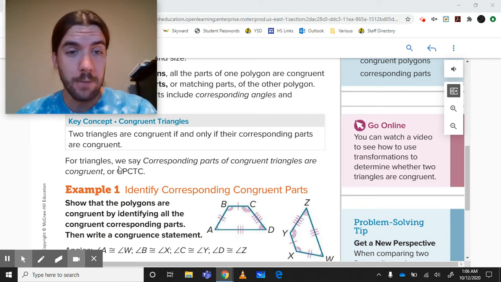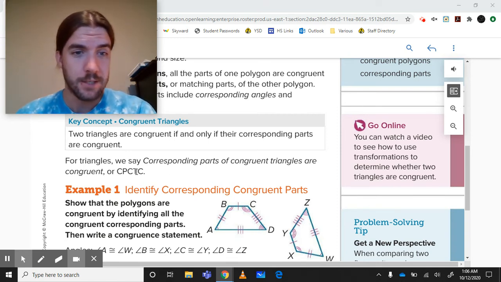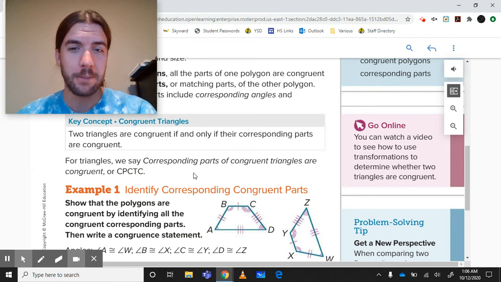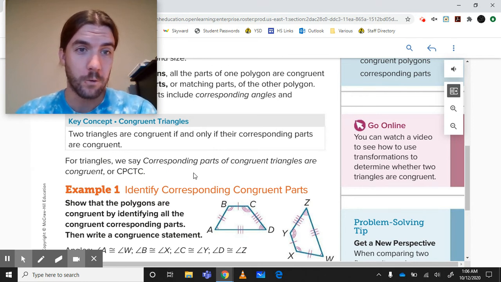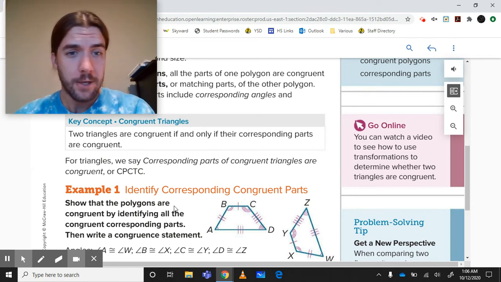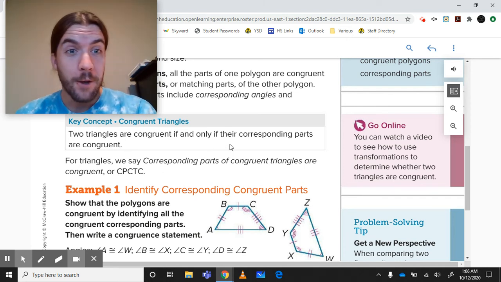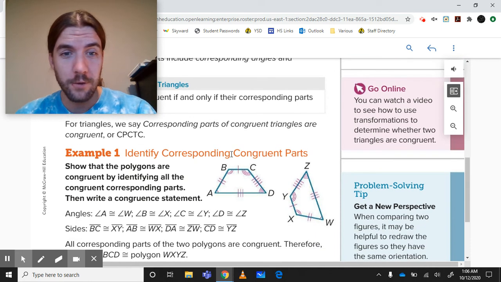I have never heard anyone in my life say CPCTC, but evidently some group of people out there like to say that corresponding parts of congruent triangles are congruent. And they say it so often that they're forced into this little acronym down here, CPCTC. They just say that to one another, I guess. All right, well, maybe we'll start saying that to each other and reminding ourselves that corresponding parts of congruent triangles are congruent. CPCTC. Maybe we'll see that in the next example.